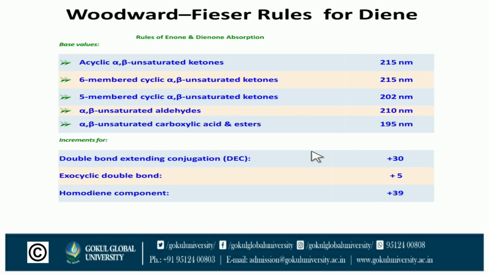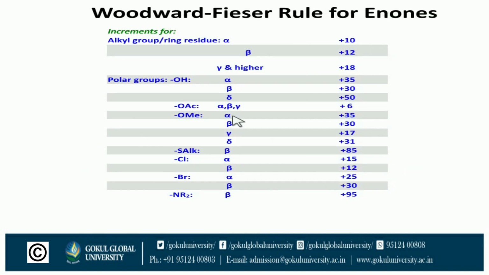Double bond extending conjugation, DEC, then the value is plus 30. Exocyclic double bond plus 5, same. Homodiene component plus 39. This is the Woodward-Fieser rule for enones. These are the values for the enones. Alkyl group or ring residue, if the position is alpha, then the value is plus 10. If beta, then the value is plus 12. If gamma and higher, then the value is plus 18.